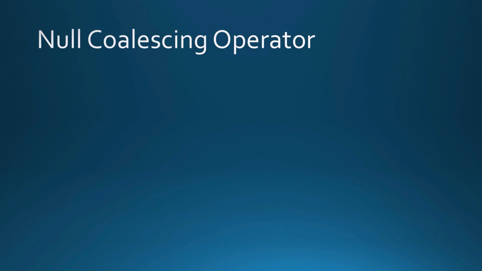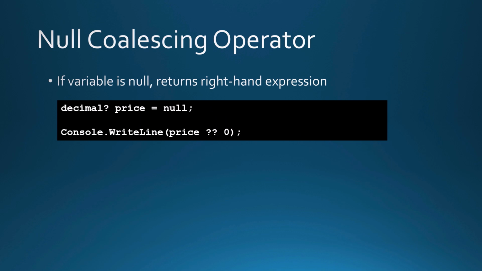Let's now take a look at the null coalescing operator. So again, it's a decision. And it says if the variable is null, return whatever is on the right-hand expression. Otherwise, return what is on the left of this expression. decimal? price = null. Console.WriteLine price ?? 0. In this case, it's going to return a 0 because price is equal to null.